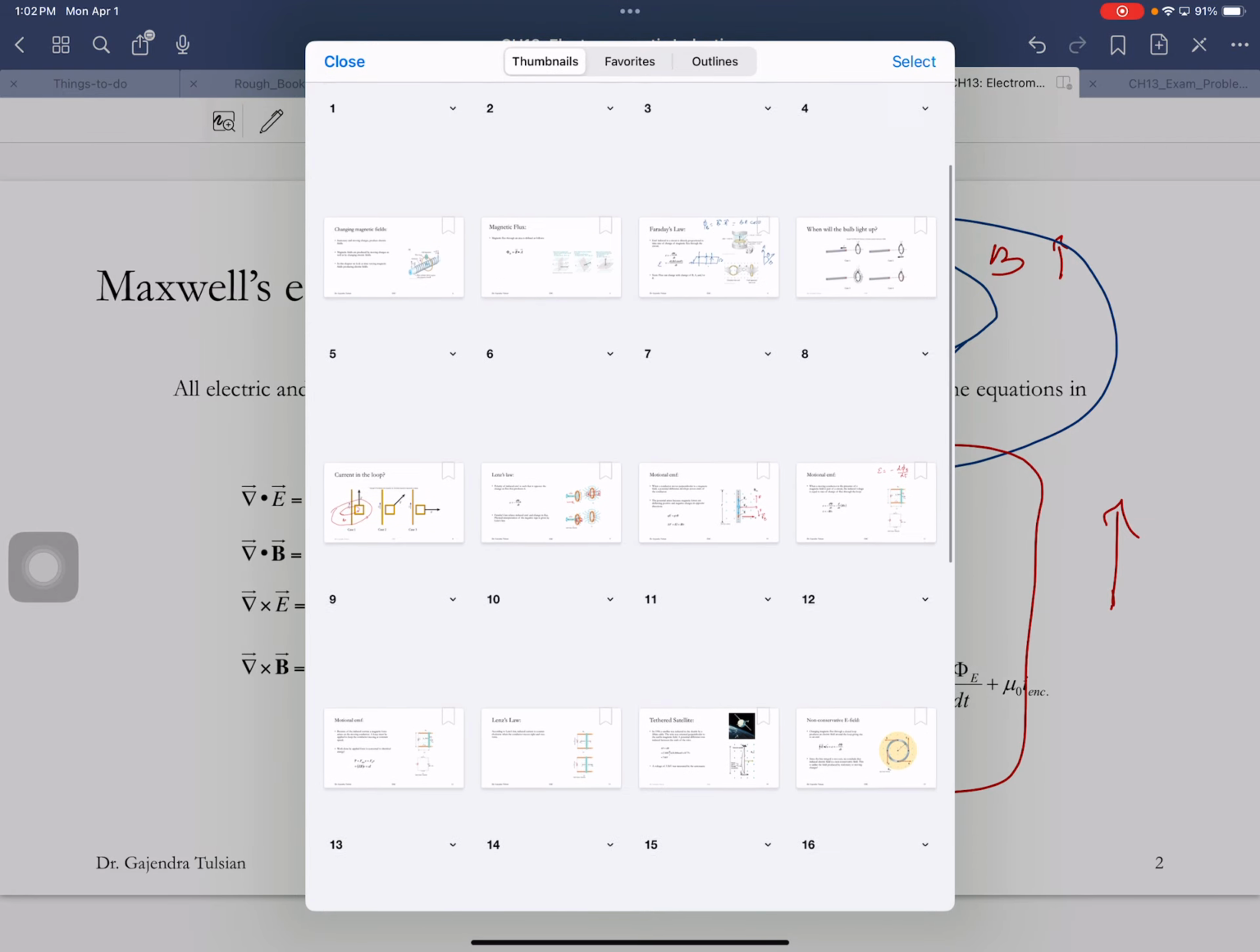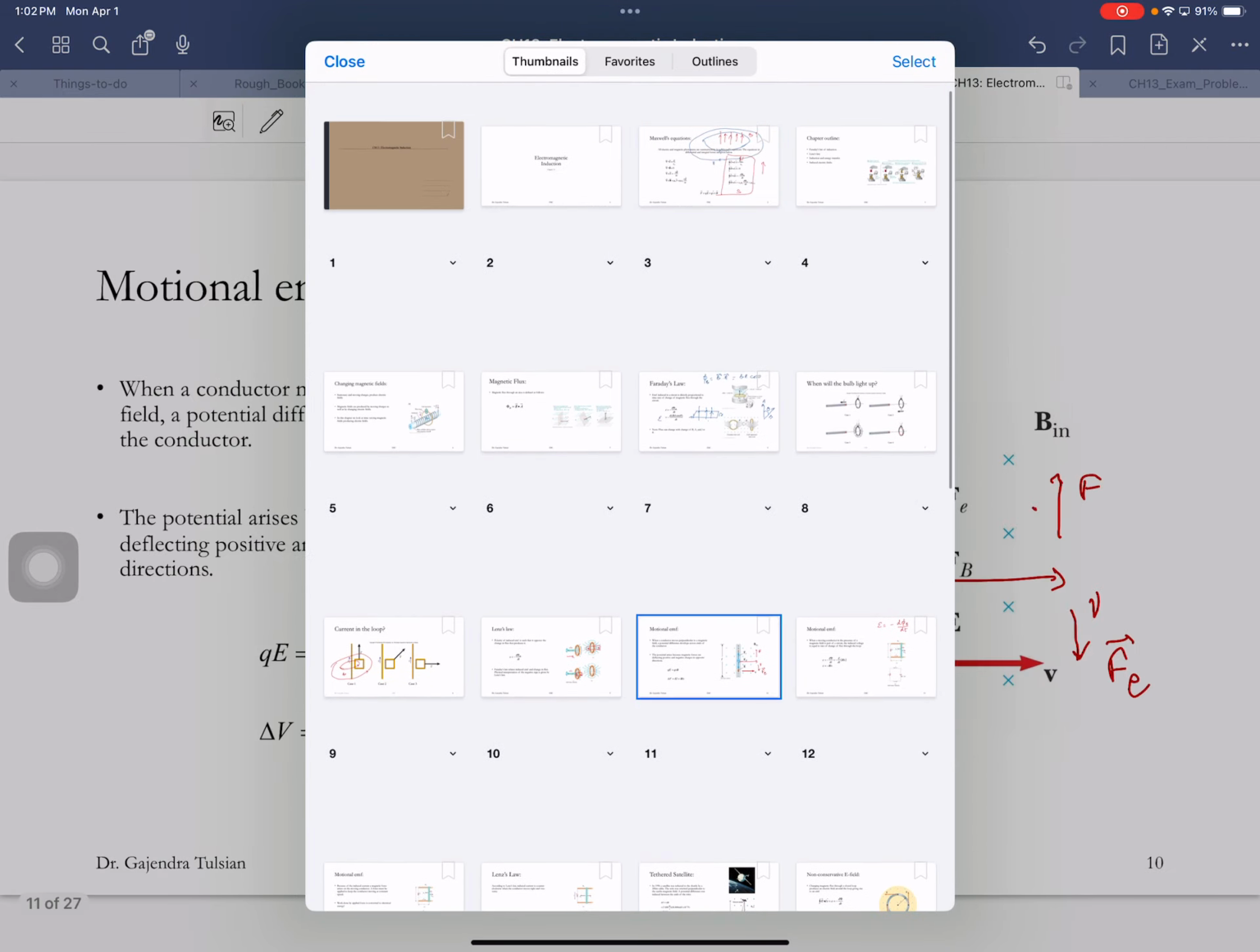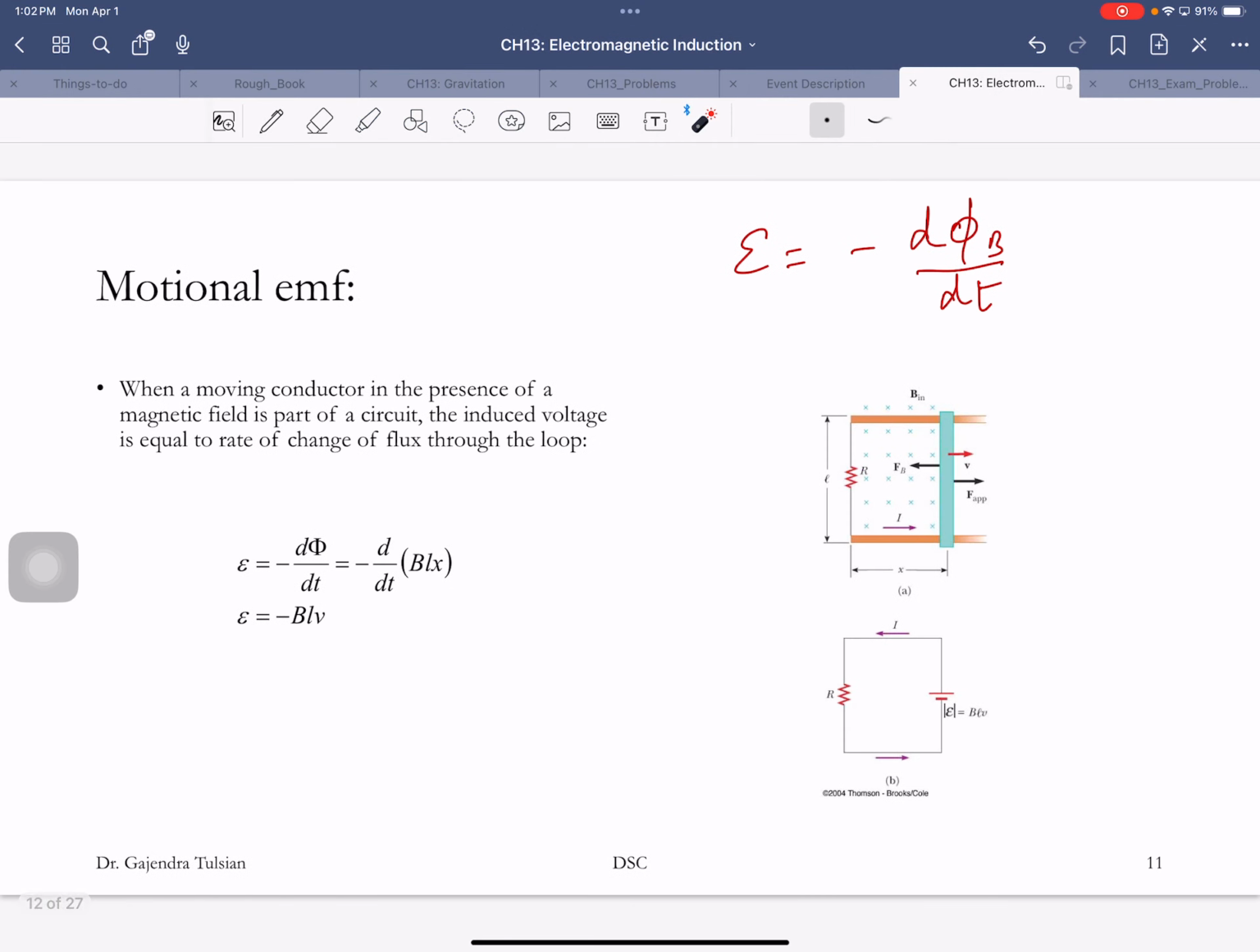All right. So again, moving this conductor in the magnetic field made this act like a battery, and the voltage of the battery was BLV.